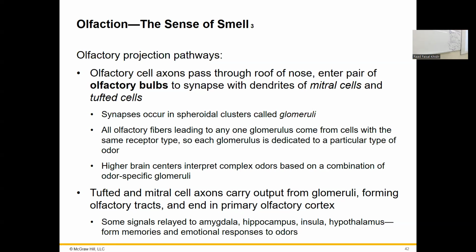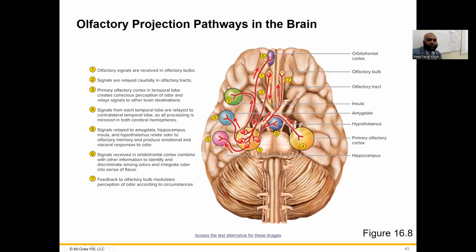These are the olfactory tracts. These are the projection tracts, or the projection pathways, that are going to be delivering the odor to be processed and transduced in the brain. Is it helping our survival? Is it helping us in reproduction? All of that is going to be carried through the olfactory projection pathway.